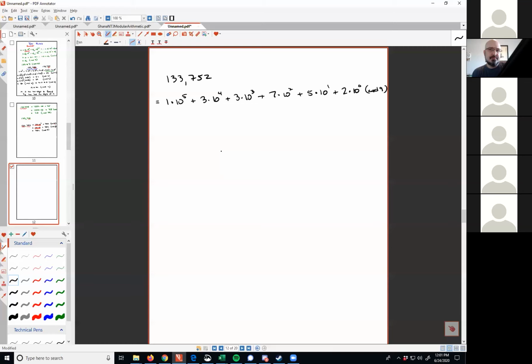Mr. Crawford, did you see something? 10 raised to the power 0 modulo 9 is 1. 10 raised to the power 1 modulo 9 is... Sorry, 10 raised to the power 0 modulo 9 is 0. 10 raised to the power 1 modulo 9 is 1. So it keeps increasing.